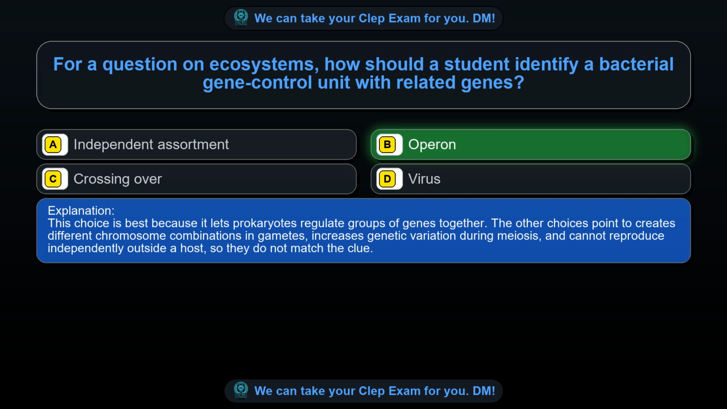The other choices point to creates different chromosome combinations in gametes, increases genetic variation during meiosis, and cannot reproduce independently outside a host, so they do not match the clue.